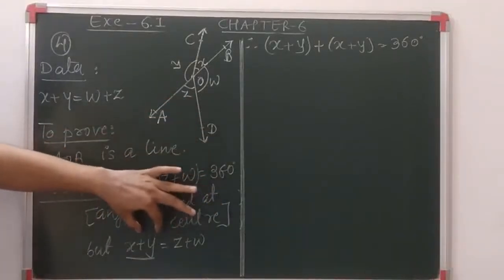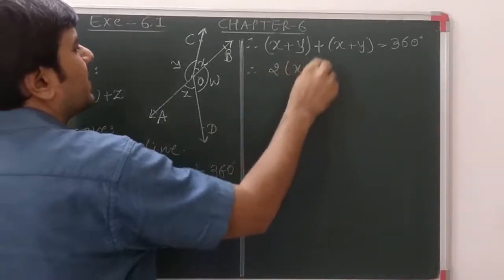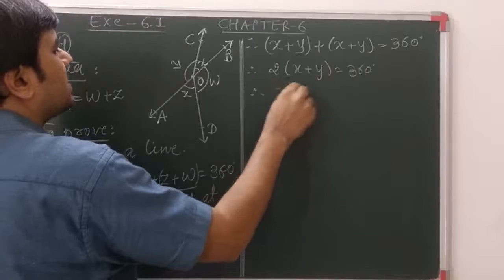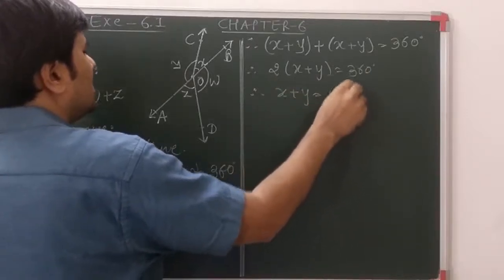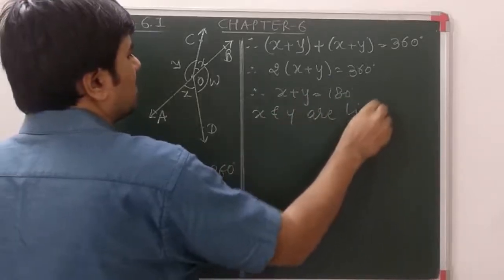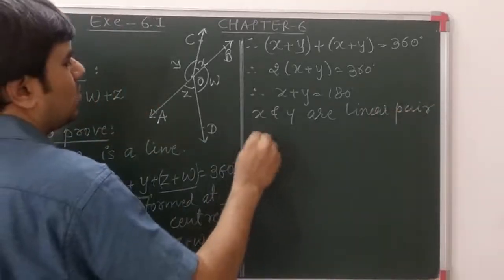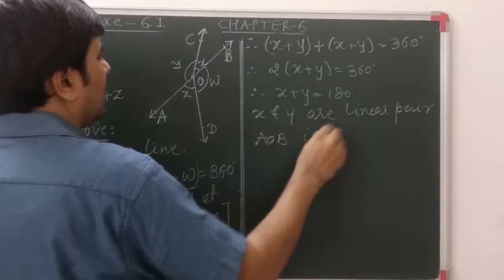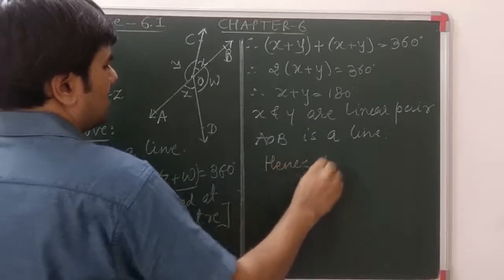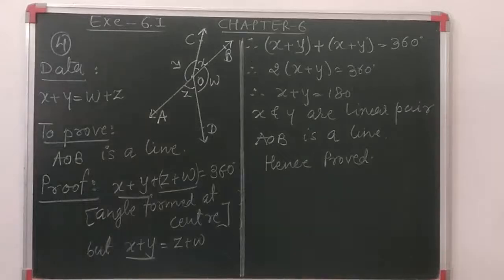Now we have 2 times x and 2 times y. So 2 times x plus y is 360. I take 2 to the right hand side, so we can say x plus y is equal to 180. So we can say x and y are forming a linear pair. As they are forming a linear pair, we can consider that AOB is a line. So hence we proved it. So it's quite easy, sir. This can come in the 2-mark question.